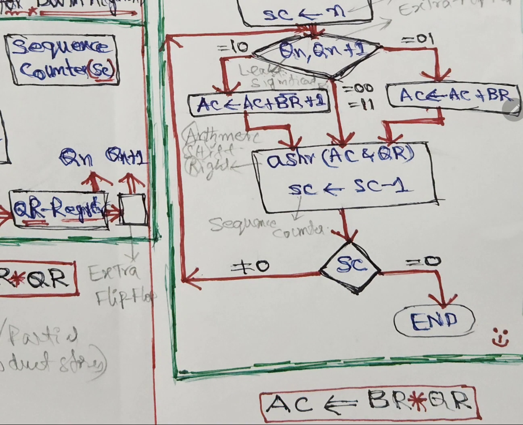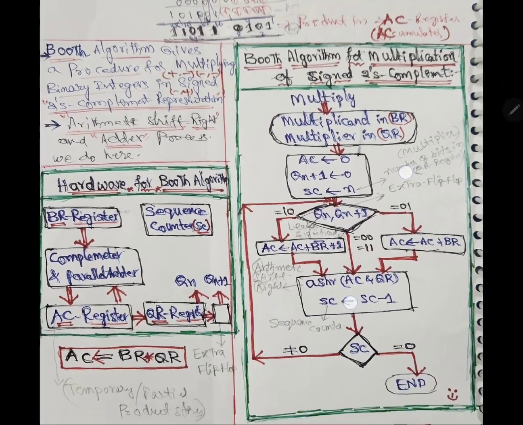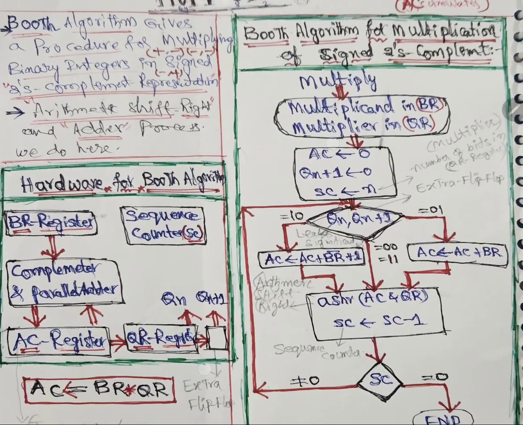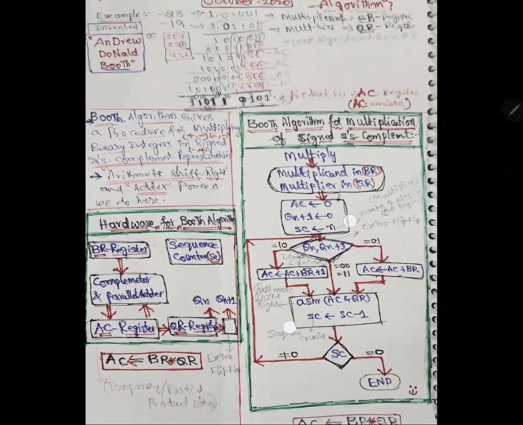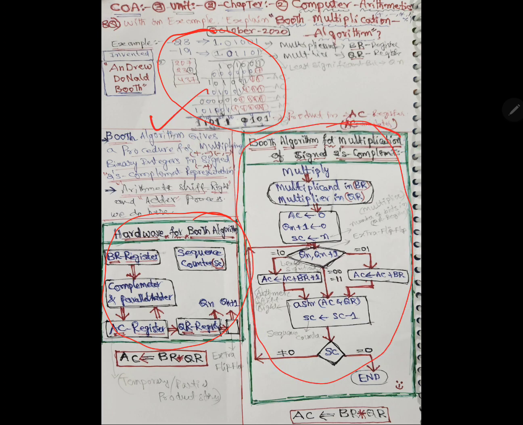This is a formula. Right, and for that, this is the flow chart. See here. Right, pause the video and draw the diagram. This is a hardware implementation diagram. And this is the matter. And this is the example. This is the example. This is a hardware implementation. And this is a flow chart diagram. This is a key point.